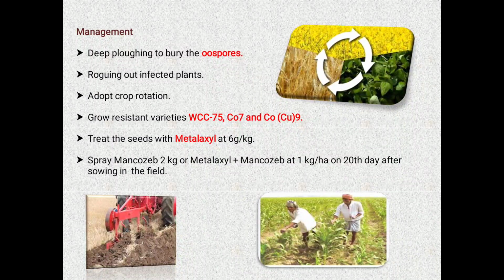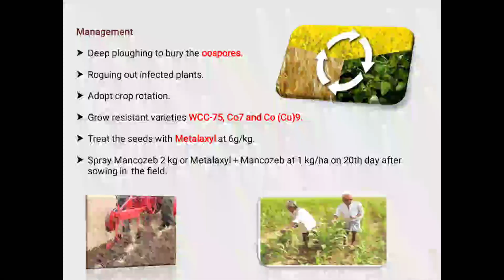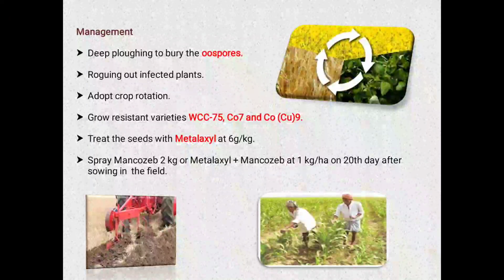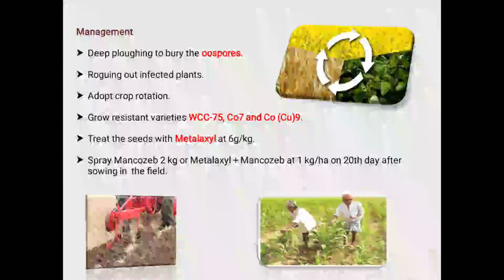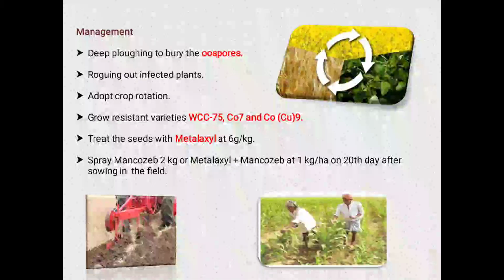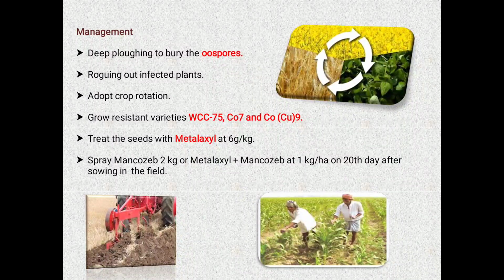Management, and this is a very important factor. All the things, that is etiology, perpetuation or causal organism, you have to study just to follow the proper management practice. So here, deep plowing to bury the oospores. Next, roguing out infected plants, the plants which are having the symptoms, immediately eradicate from the field. Adopt crop rotation, grow resistant varieties, treat the seeds with metalaxyl, because here the presence of oospores, that's why metalaxyl will act better.